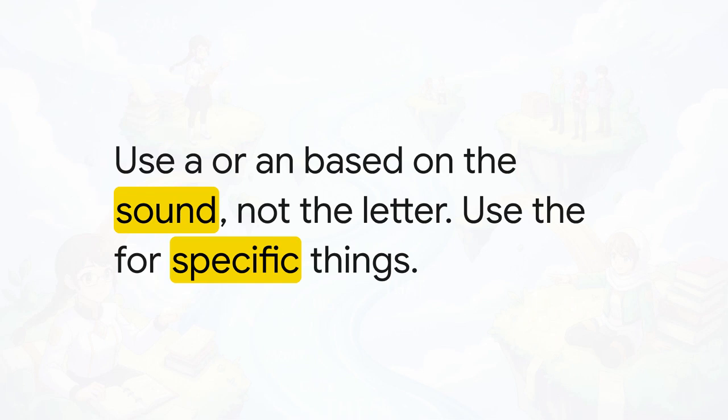We use a or an for general, singular things. But here is the golden rule. The choice between a and an depends entirely on the sound of the next word, not the spelling. So we say an honest person because honest starts with an O vowel sound, even though it physically starts with a consonant H. And we say a university because it starts with a U consonant sound, despite starting with a vowel letter.